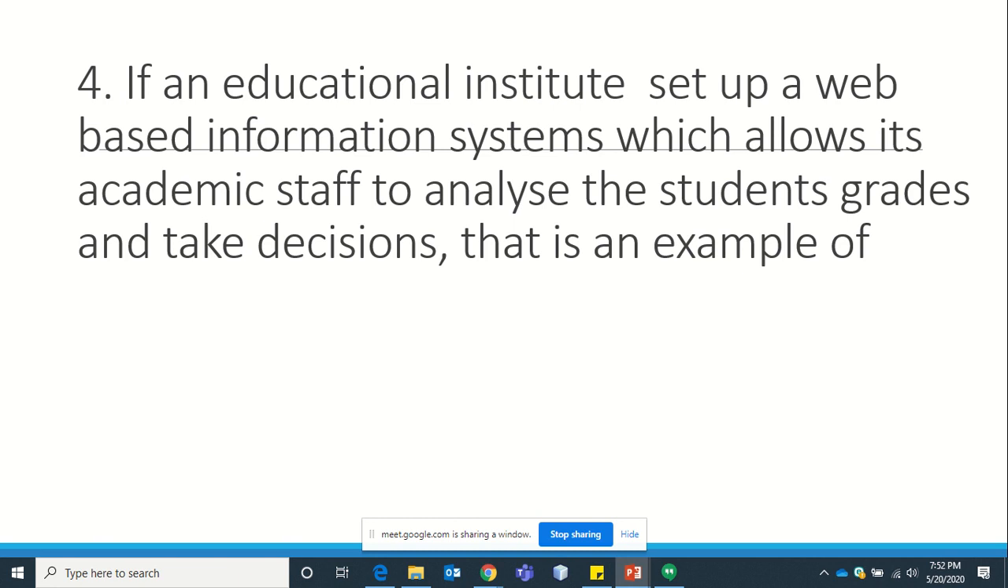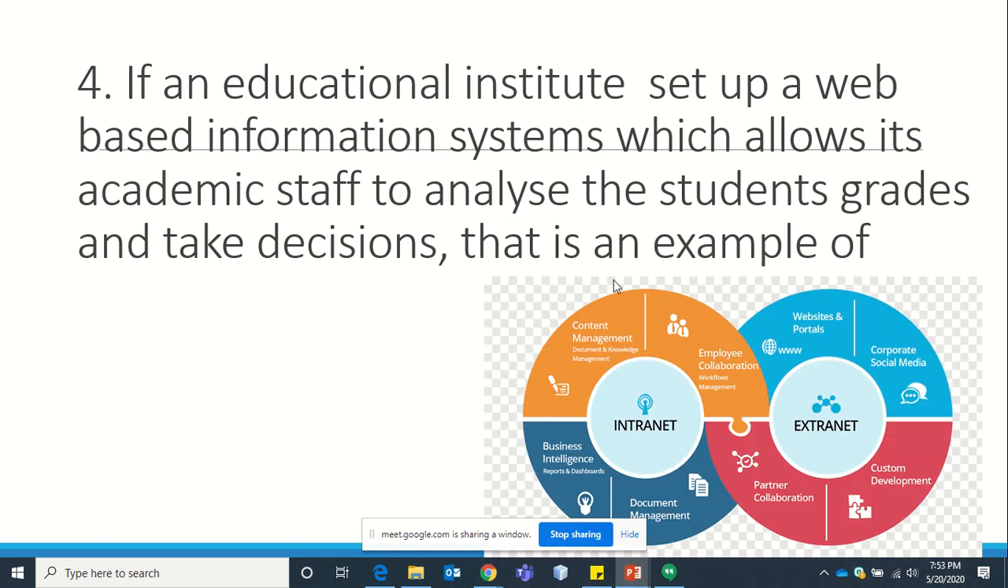Even these days we are at home, but we are still working for our organization. How is it possible? Because we have web-based systems. At any time we can log into our systems and perform our duties. That's the idea. So here they have set up a web-based information system which allows its academic staff, that means their employees, to analyze the student grades and take decisions. By using these web systems, the academic staff can analyze the student grades and take decisions. So actually this is an example of an intranet.